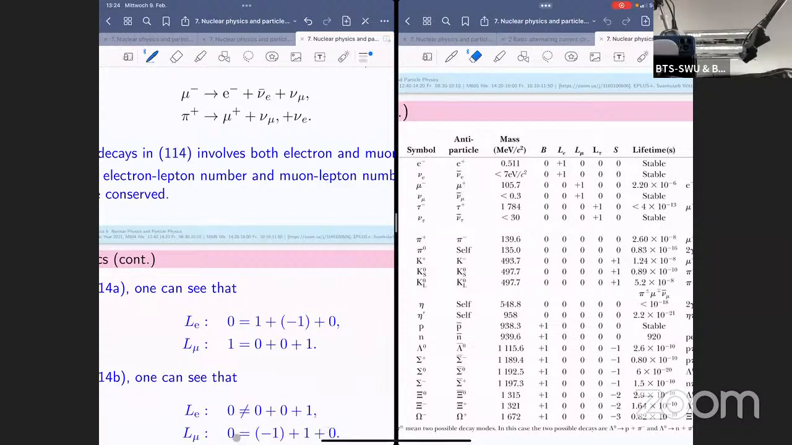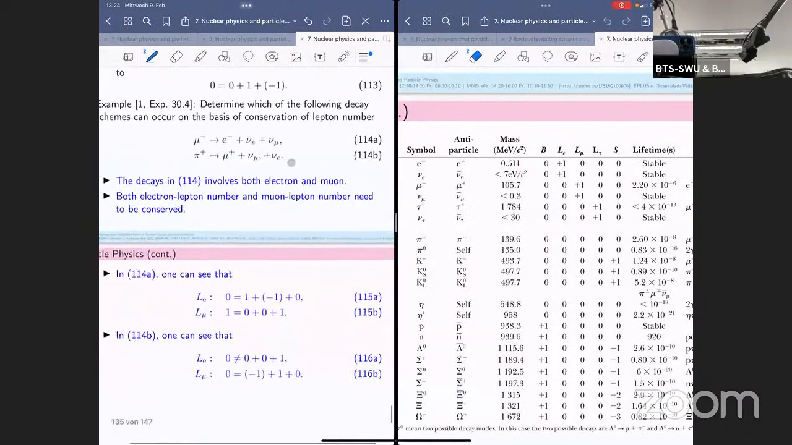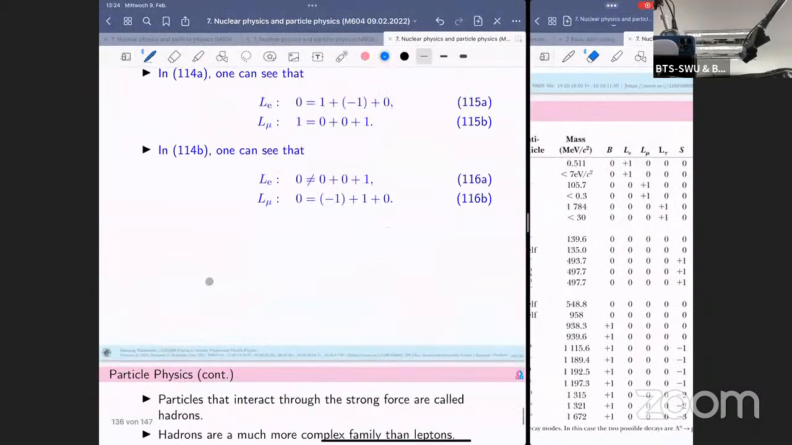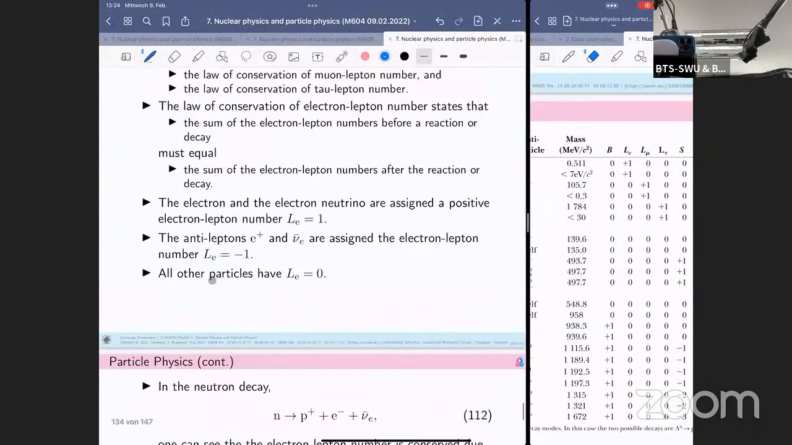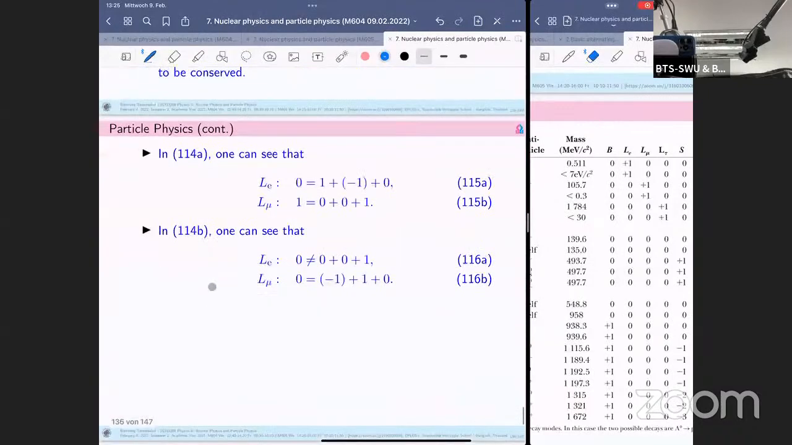So there is balance in terms of muon lepton number. All right, but it's not balanced in terms of electron lepton number. So this process will not take place in nature at all because the electron lepton number is not conserved in this process. So this process 114b will not take place in nature. Okay. Now we finish the way to consider the balancement in lepton, right?